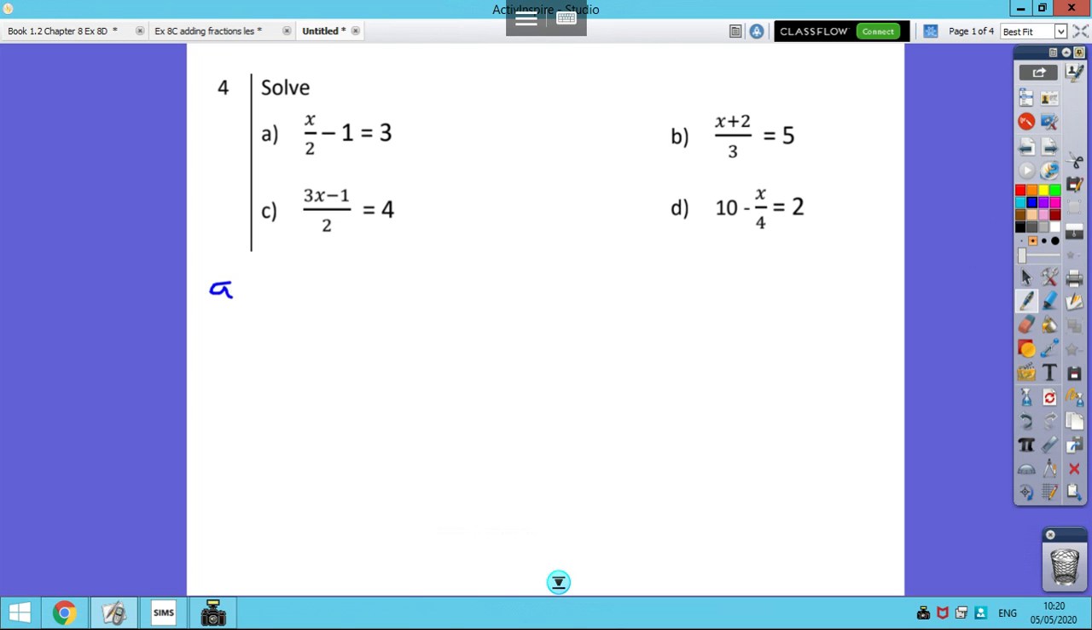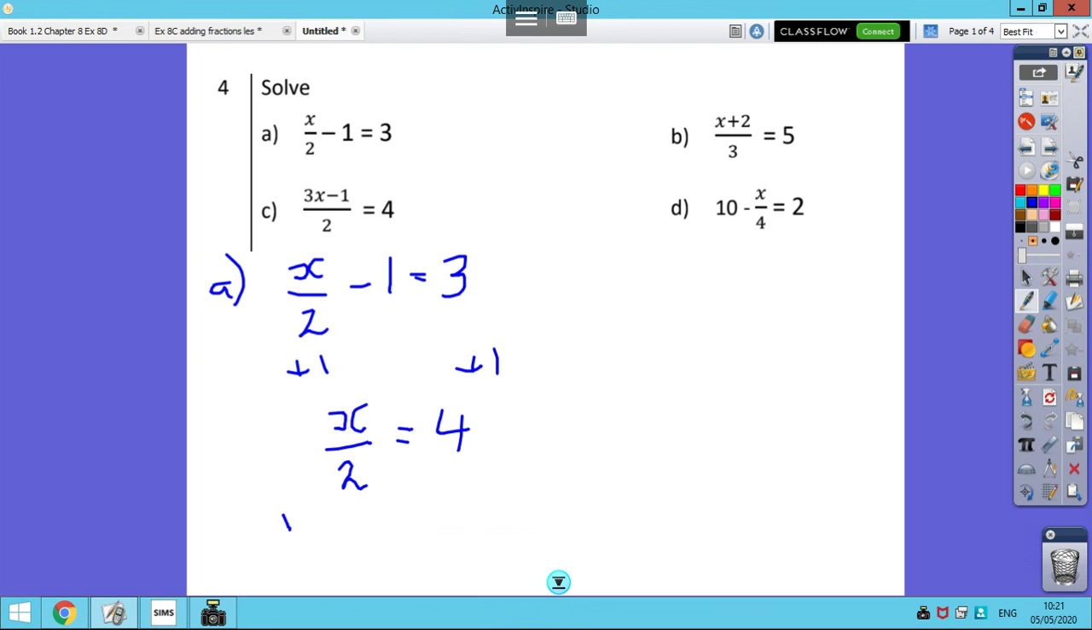So first of all, x over 2 minus 1 equals 3. So the first thing we have to do to both sides is add 1, because that's the last thing that was done to the equation. When we've done that, we've got x over 2 equals 4, because that minus 1 and plus 1 cancel out, and 3 plus 1 equals 4. The next thing we need to do is a number divided by 2 gives you 4, so you just do 4 times 2. So times by 2 on both sides, and you get x is equal to 8. Okay, so that's how you would do the first one.